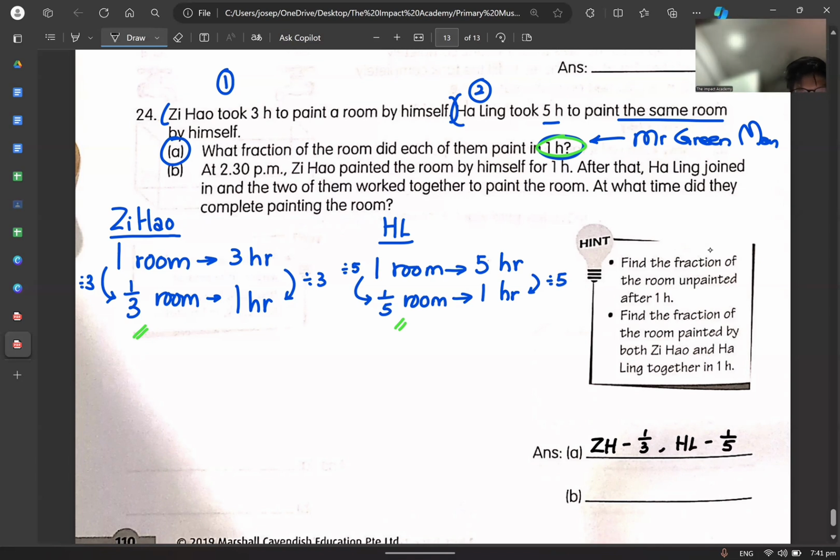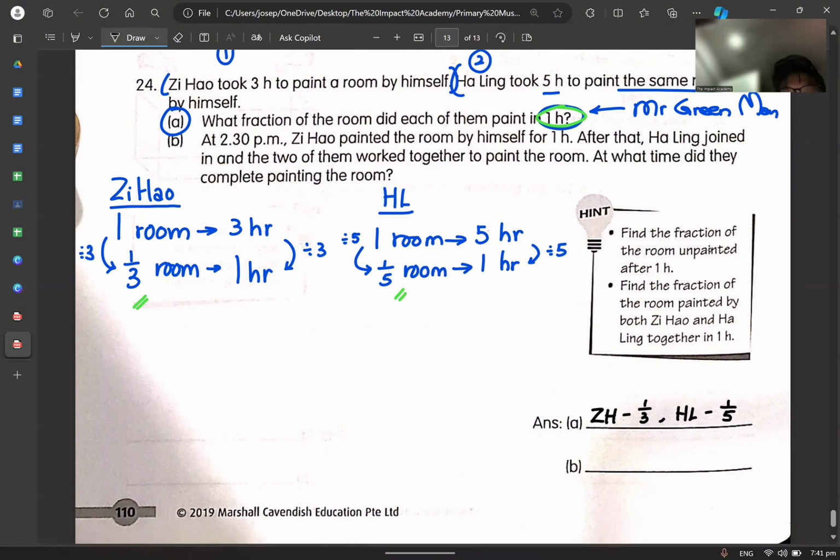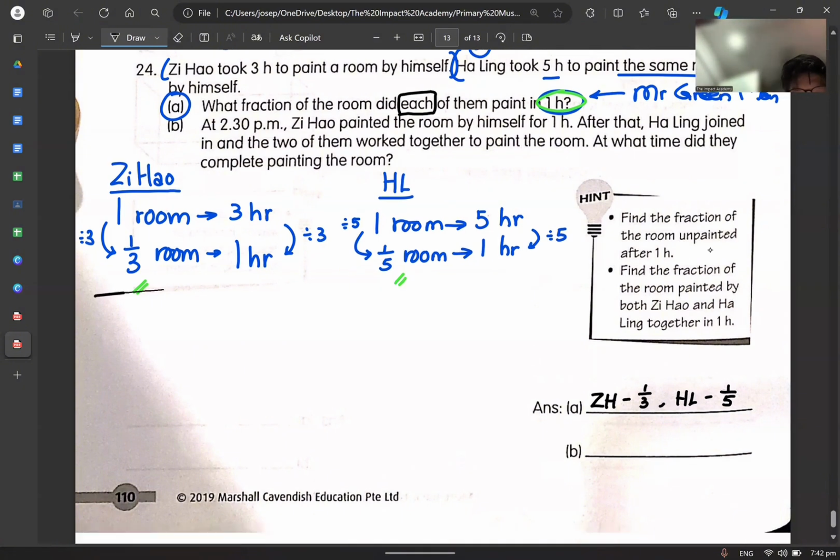Wait, so they are asking for the total? In A, they are not asking for the total, because the question says each of them. If they were to say what fraction of the room did both of them paint in 1 hour, then that's when you have to add 1/3 and 1/5, because they both contributed. If they say, okay, 1, 2, 3, let's go, start, then they start painting. Zihao will be like, you're so slow. Then Harin will be like, okay lah, because you got longer arms. So that is for A.